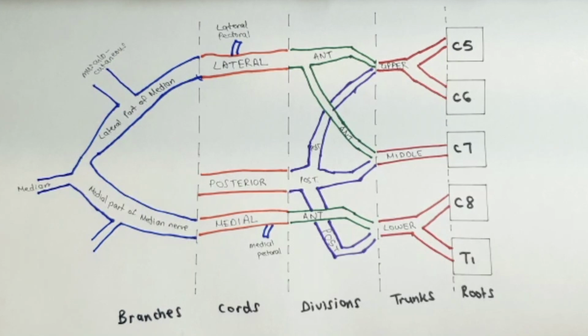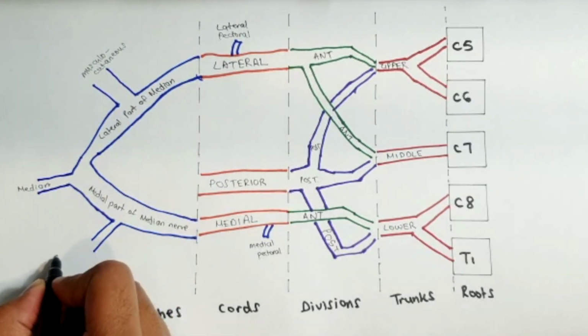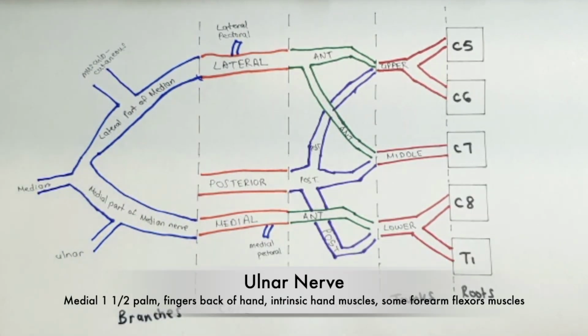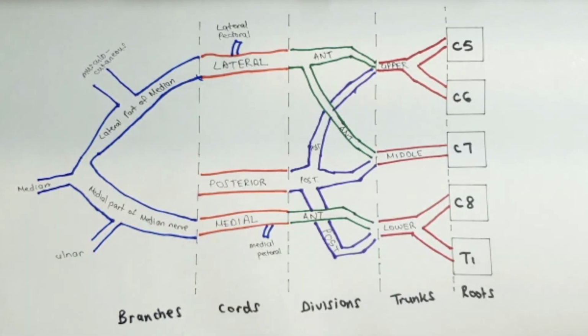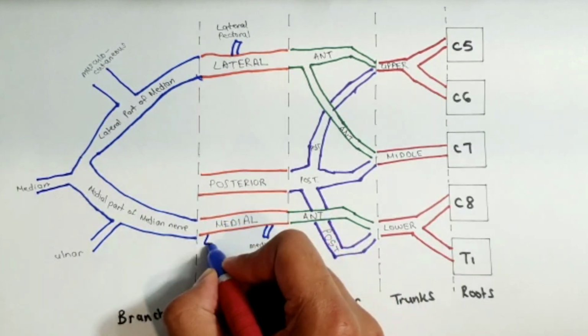The medial cord also, like the lateral cord, gives rise to a very important nerve, and that is known as your ulnar nerve. The ulnar nerve supplies some of the flexor muscles of the forearm, the intrinsic muscles of the hand, as well as the medial 1.5 part of the palm and finger, as well as the back of the hand. The last 2 divisions of the medial cord are the medial cutaneous nerve of the forearm and the arm.